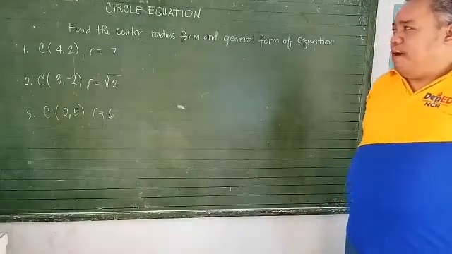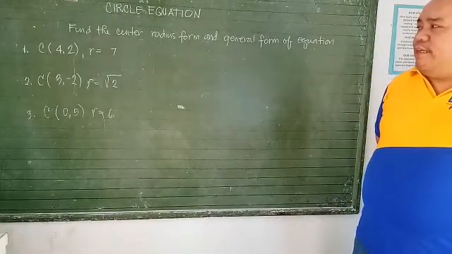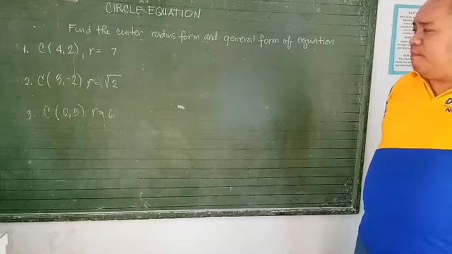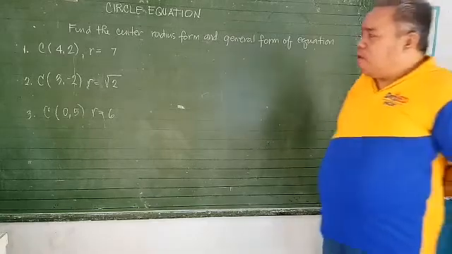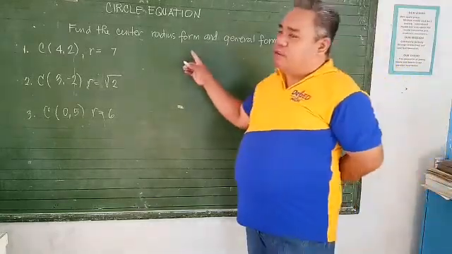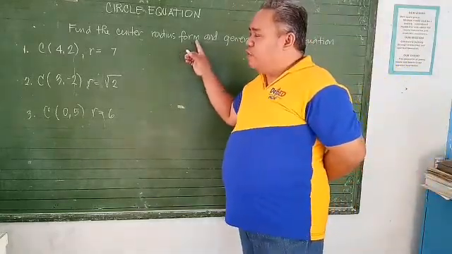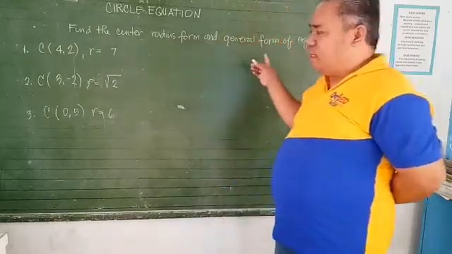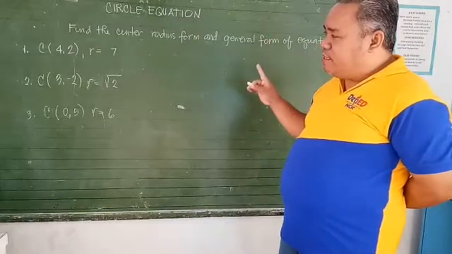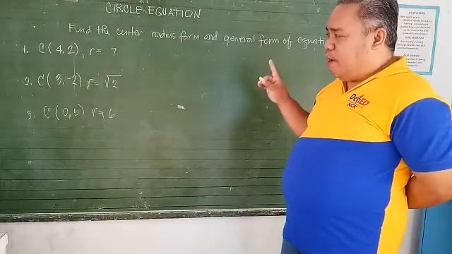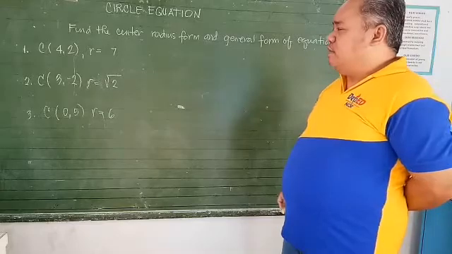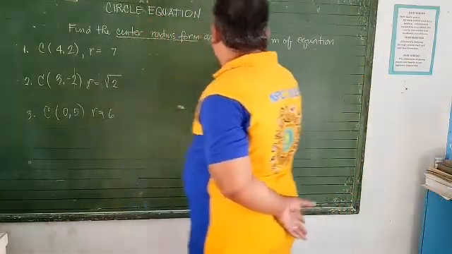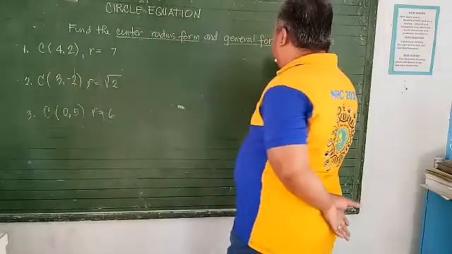Okay, on to our next part. This time, we're going to find the center-radius form and general form equations of the following points. Okay, so as not to confuse, when I say center-radius form, it is also the same as the standard form. So, dalawang equation na hahanapin nyo, the standard form and the general form, given the center (4, 2) and radius is 7. So number 1.